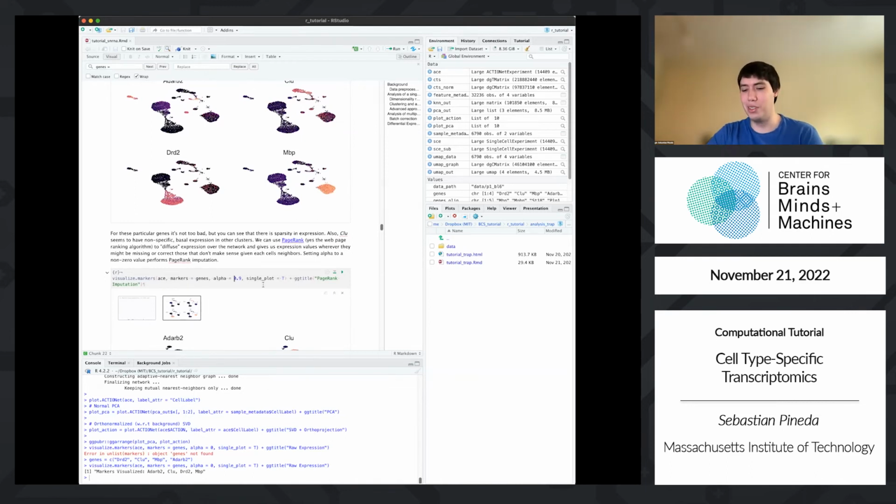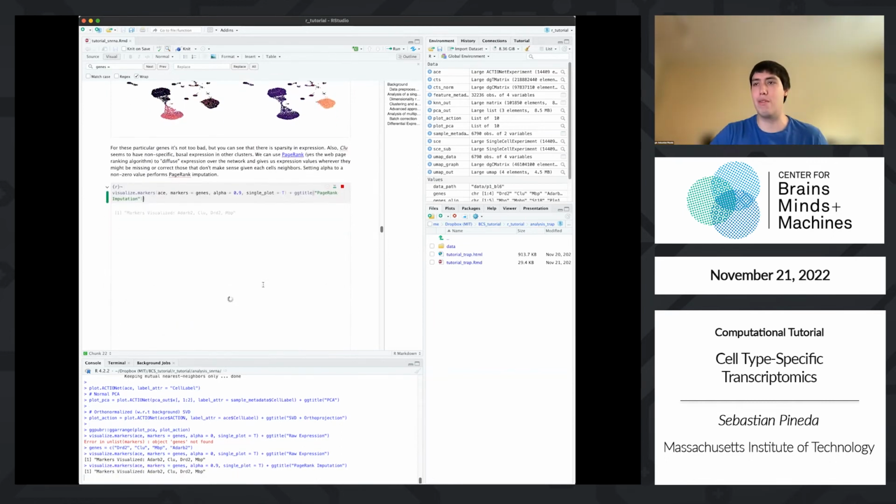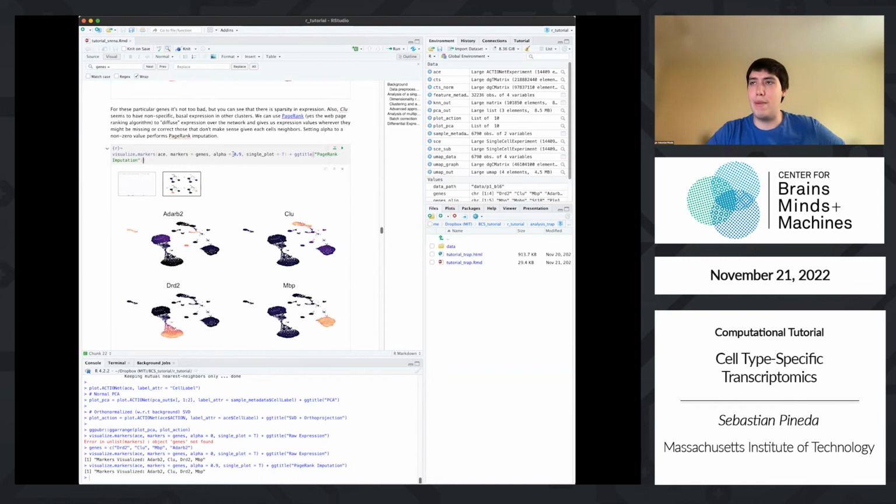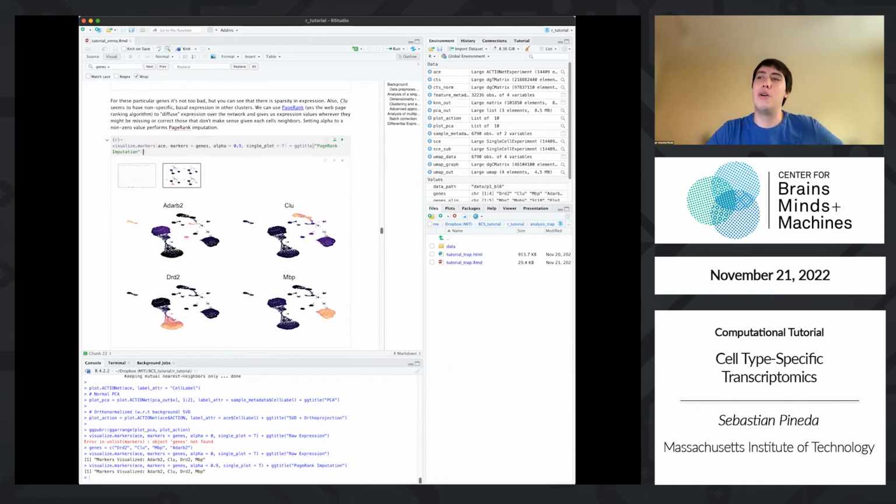And we can actually use this algorithm to propagate information throughout our network. So we give it a list of genes, and we want it to basically do this diffusion-based smoothing using this algorithm. And what we get when we do that, where the alpha parameter controls how much smoothing we do, is that we can impute the missing data.